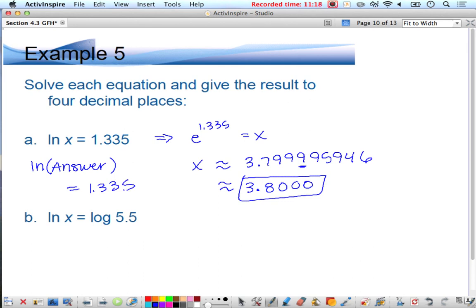And finally, let's talk about part B. On the left side, what's the base? E, right? And so this is technically acting as my power, even though it's another logarithm on the right side. So if I rewrite it as an exponential, I have e to what power? Log 5.5, which normally would bother me, except that that's a base 10 log. And if it's base 10, my calculator can handle it. So you literally can just go to your calculator and type in e to the log 5.5. Go give it a try.